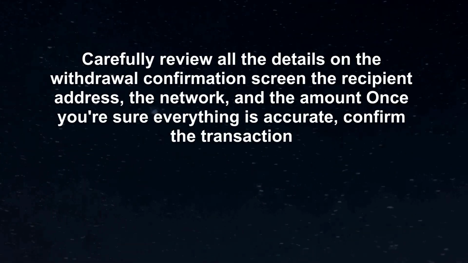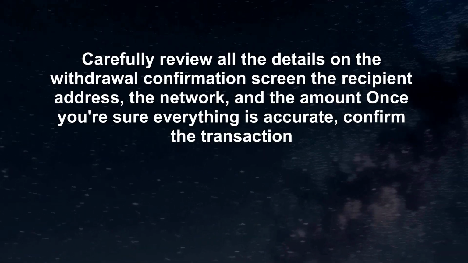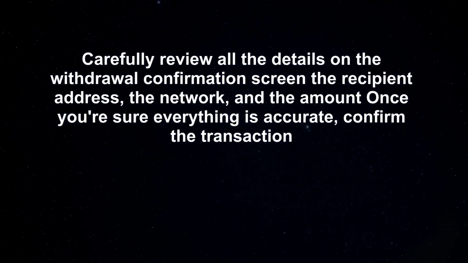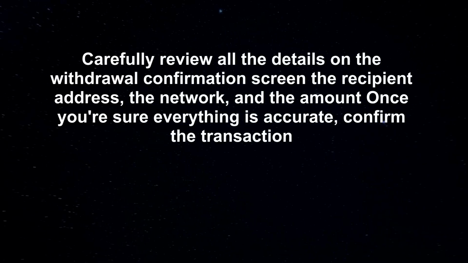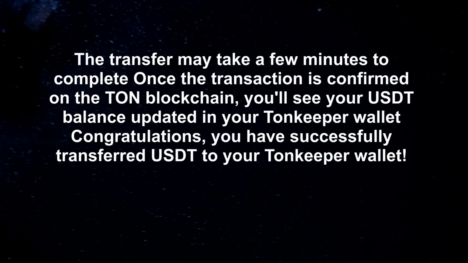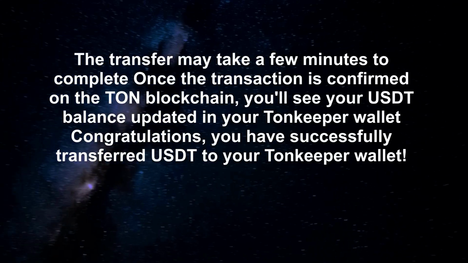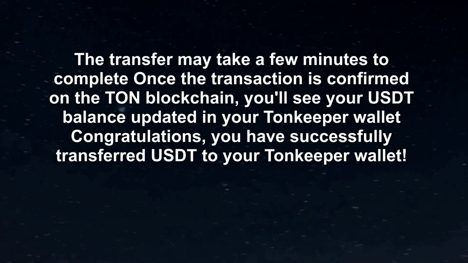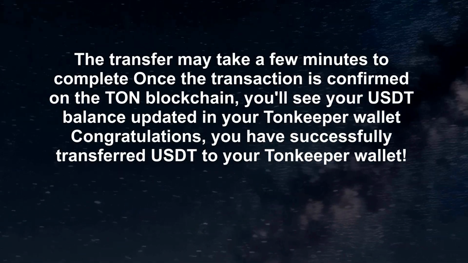Carefully review all the details on the withdrawal confirmation screen: the recipient address, the network, and the amount. Once you're sure everything is accurate, confirm the transaction. The transfer may take a few minutes to complete. Once the transaction is confirmed on the Ton blockchain, you'll see your USDT balance updated in your Tonkeeper wallet.